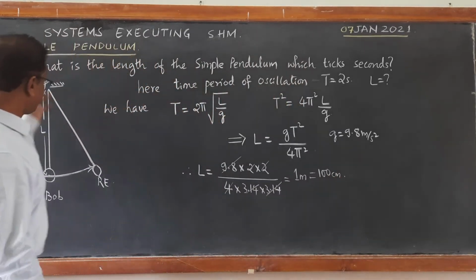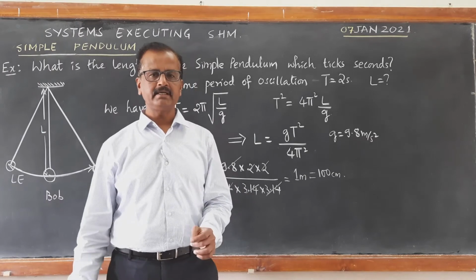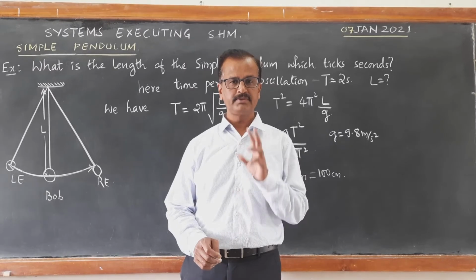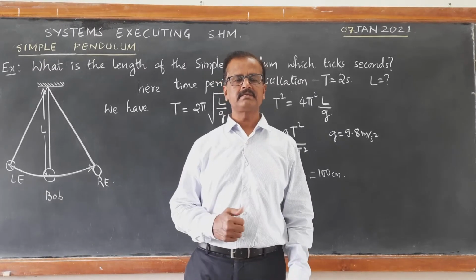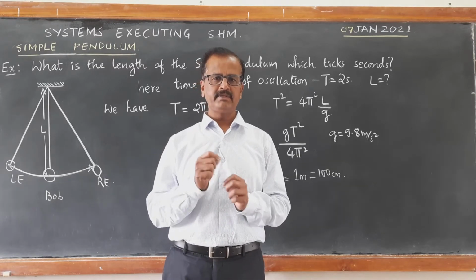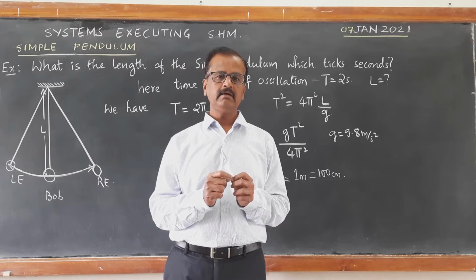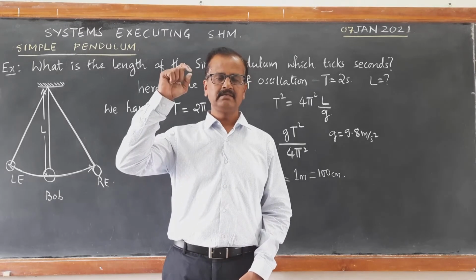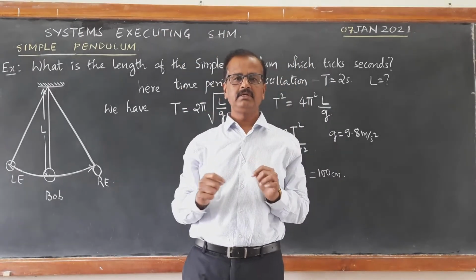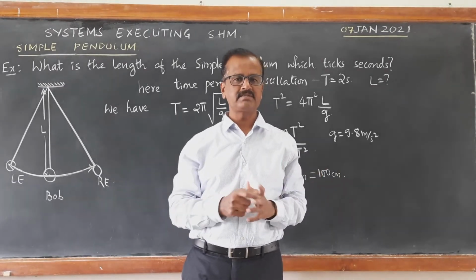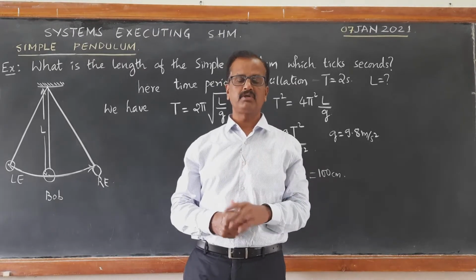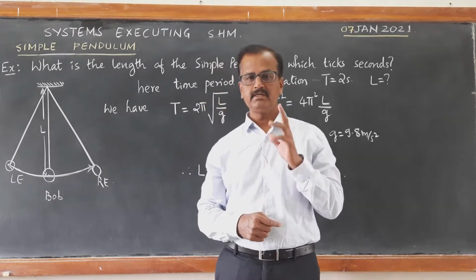So if you take a pendulum of length 100 centimeter and keep it oscillating, you will get the time period of oscillation equal to 2 seconds. You can perform this on your own. Take a heavy stone, tie it with a thread of sufficient length, tie the other end of the thread to a fixed support and keep it oscillating for small displacements. With the help of a stopwatch, if you observe, the time period of oscillation is going to be 2 seconds.